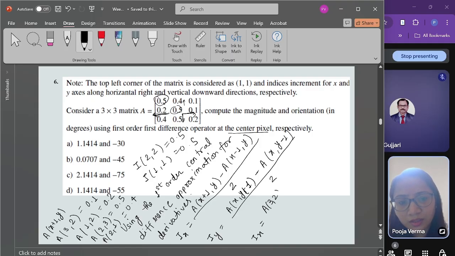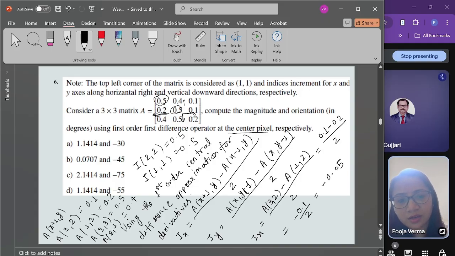A 3 comma 2 minus A 1 comma 2 divided by 2. So just put the values. Here it is 0.1 minus 0.2 divided by 2. So here you will get minus 0.1 divided by 2, which is minus 0.05, right? It is Ix. Or you can represent it with different notations, like Gx, Gy. Here I am representing it this way, but you can use another notation.